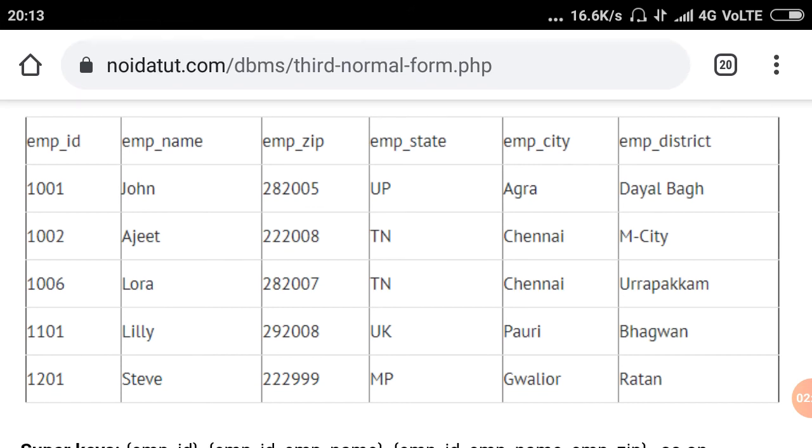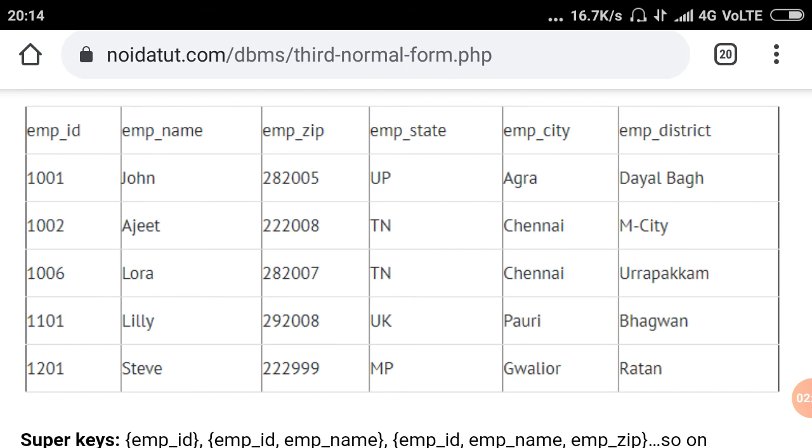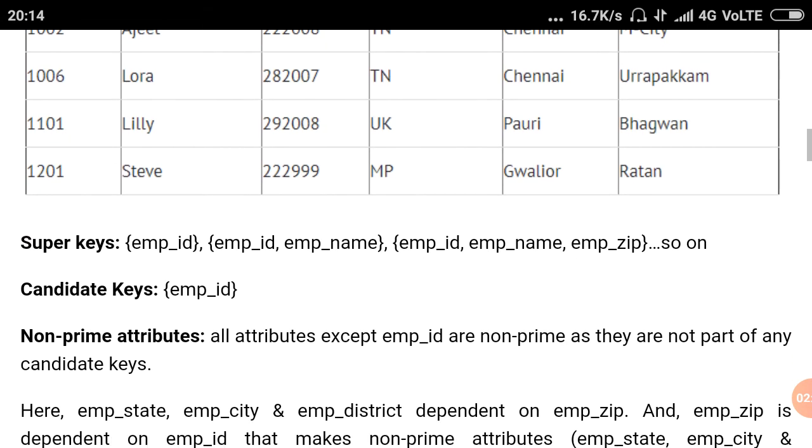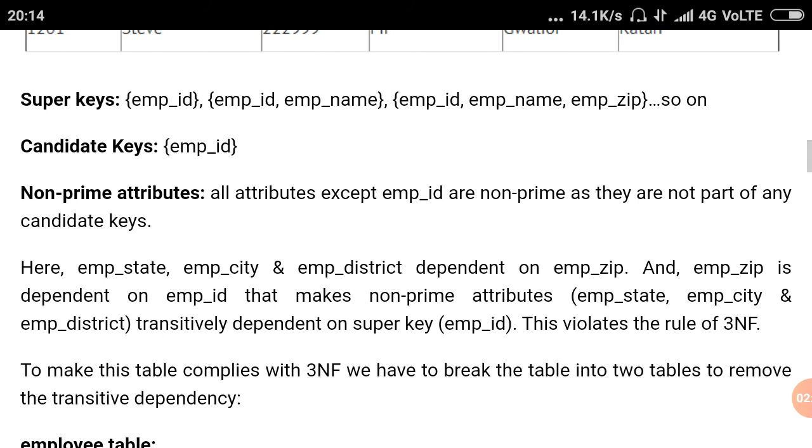As you can see, two employees can have the same name, two employees can have the same zip, two employees can have the same employee state, two employees can have the same employee city, two employees can have the same district. So in this only the candidate key refers to employee ID, that is the unique ID which is used to uniquely identify the element.